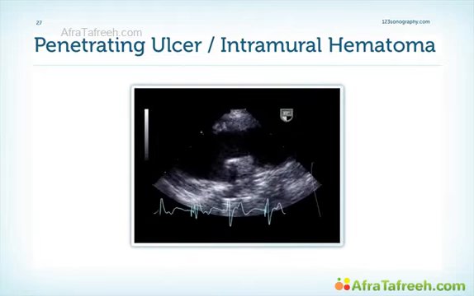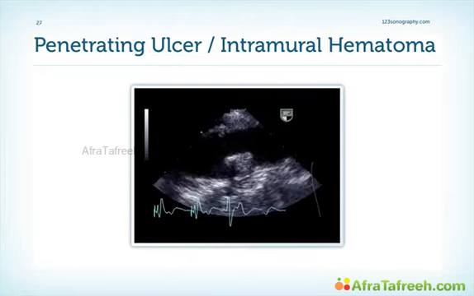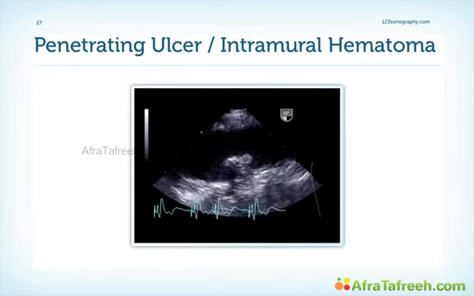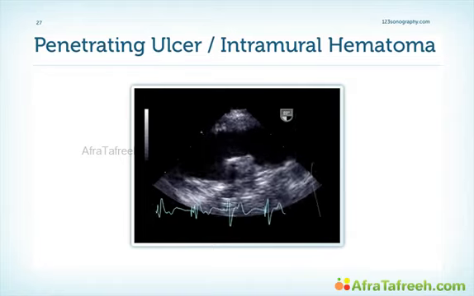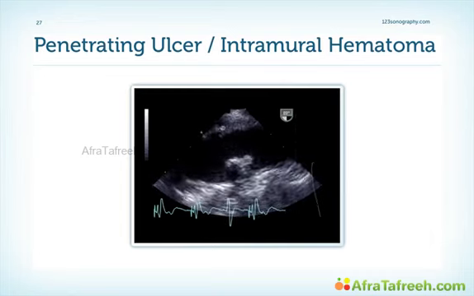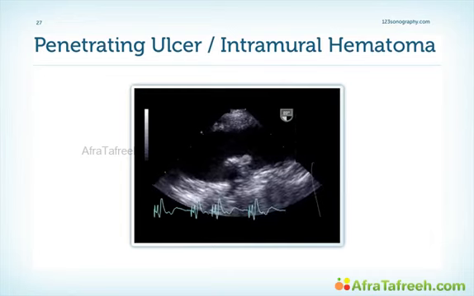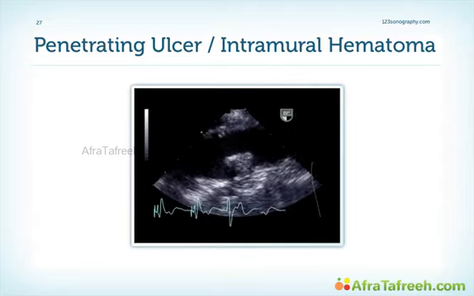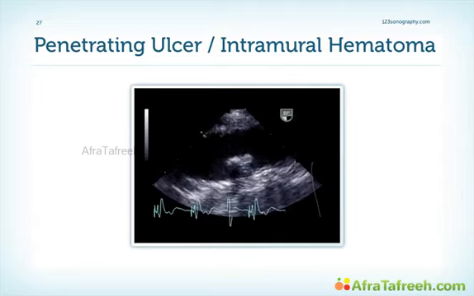Another example, this time a long axis view, where we have a very large plaque which partially obstructs the lumen of the aorta and which looks very suspicious. We do not know if this is really an aortic syndrome or just a large plaque. To further confirm or to make the diagnosis, it's necessary to use other imaging modalities, such as CT, for example.